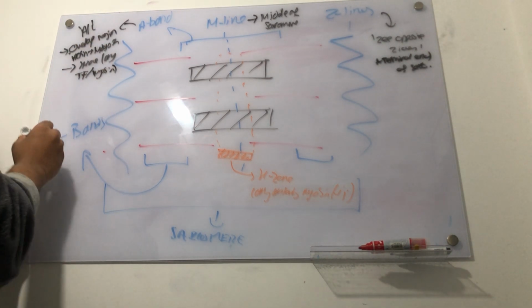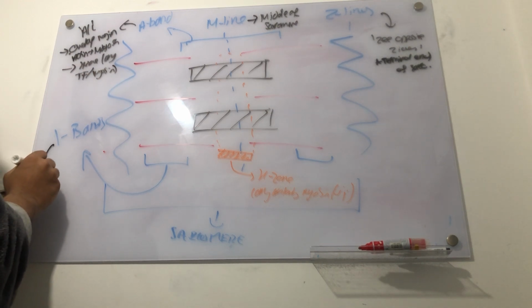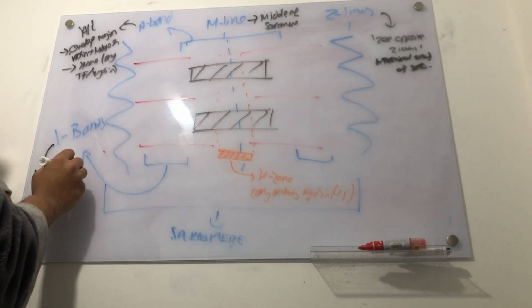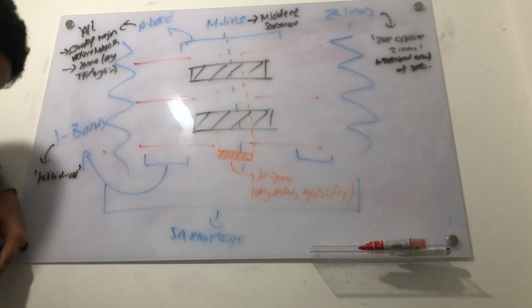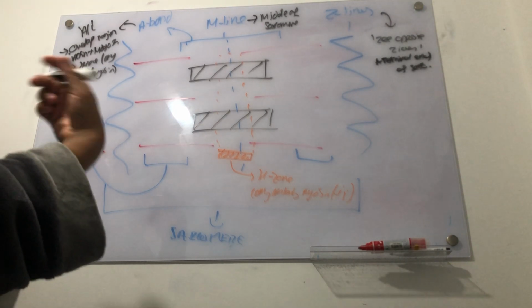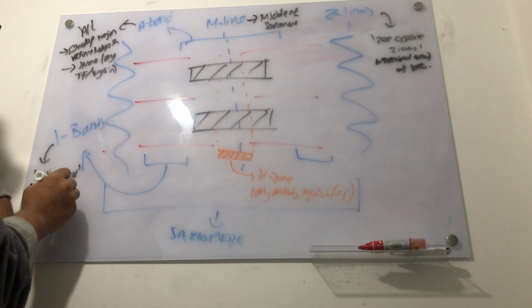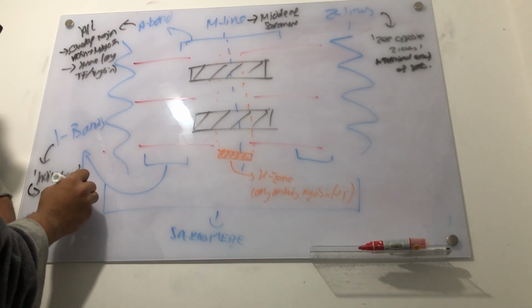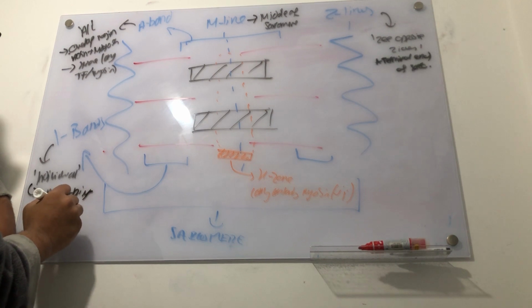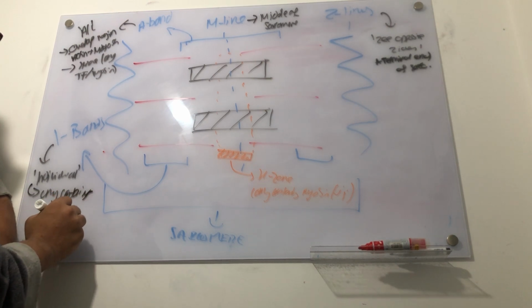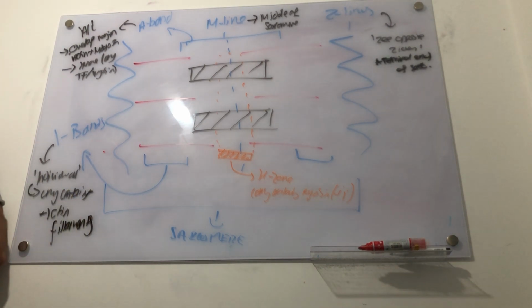We have the I bands, or the individual bands. It doesn't actually stand for individual. I just remember it this way. Individual because it only contains actin filaments. And that's the diagram there.